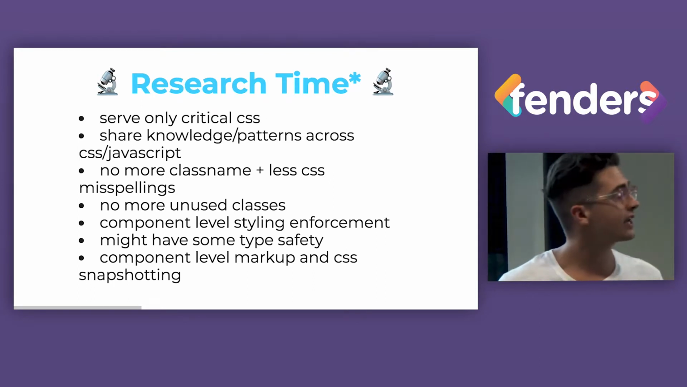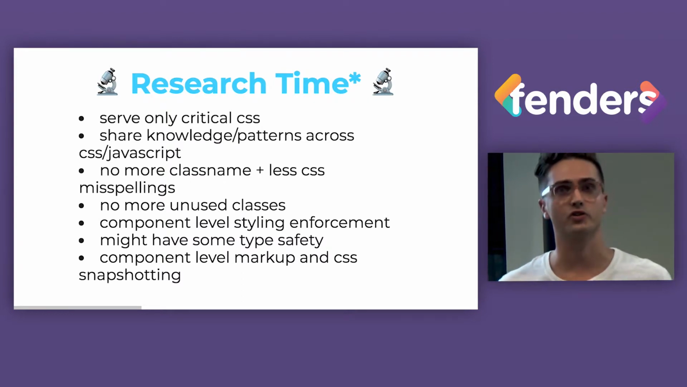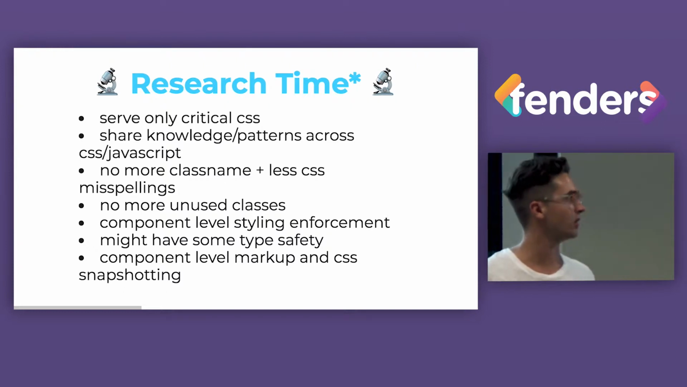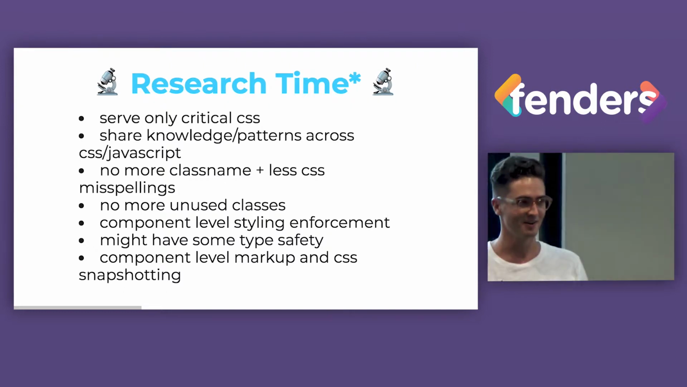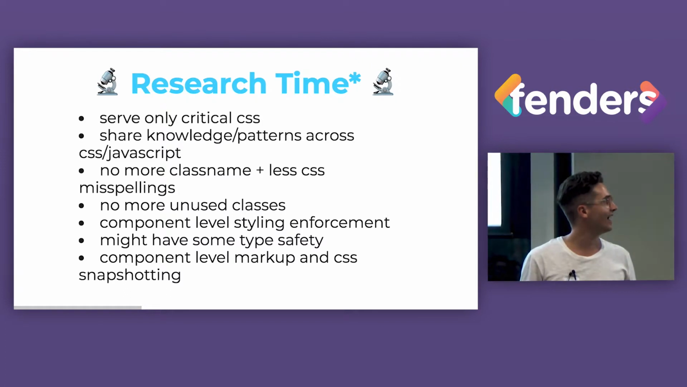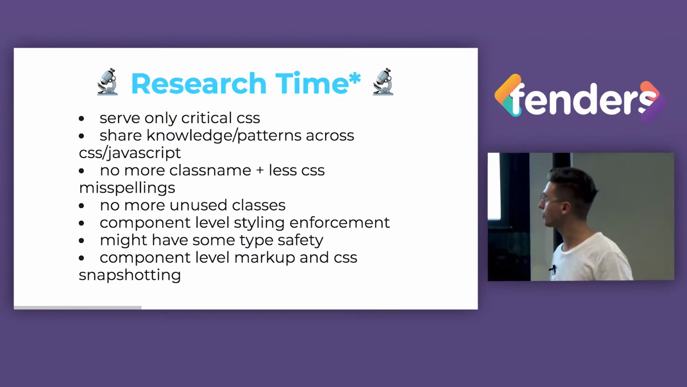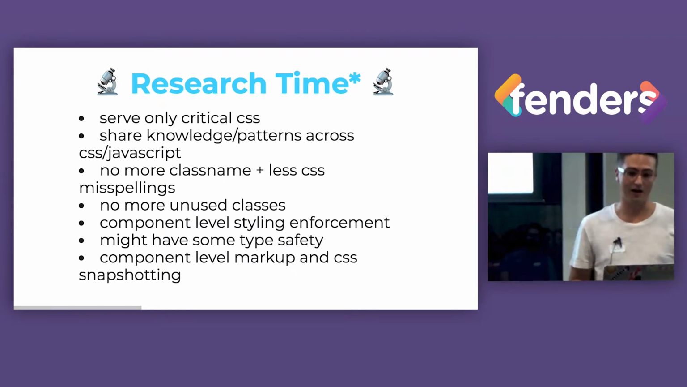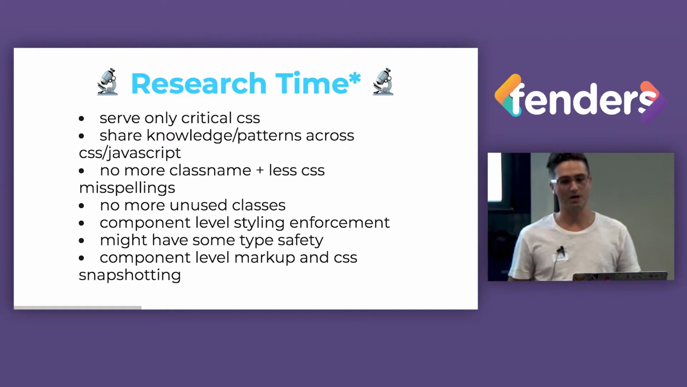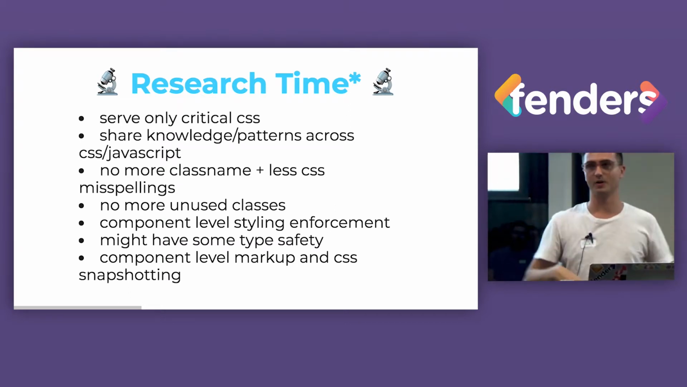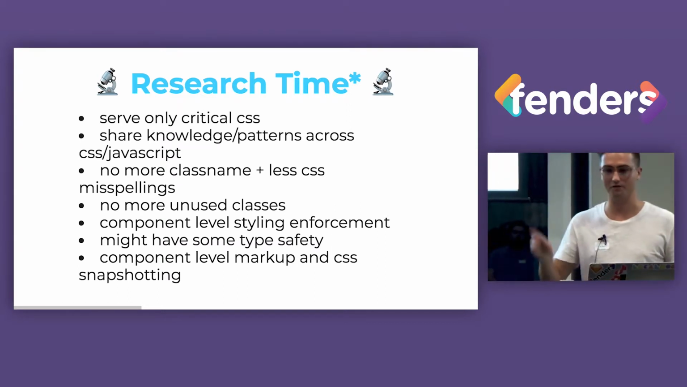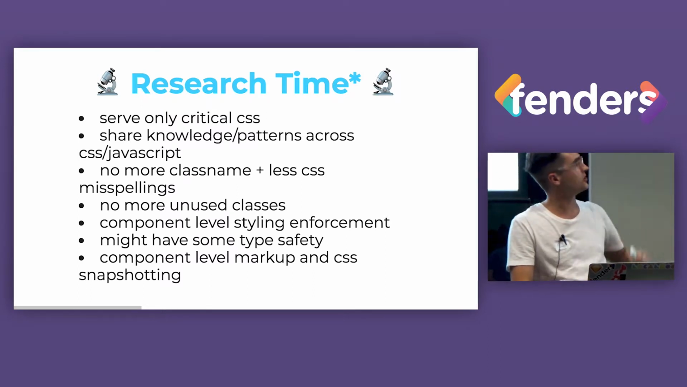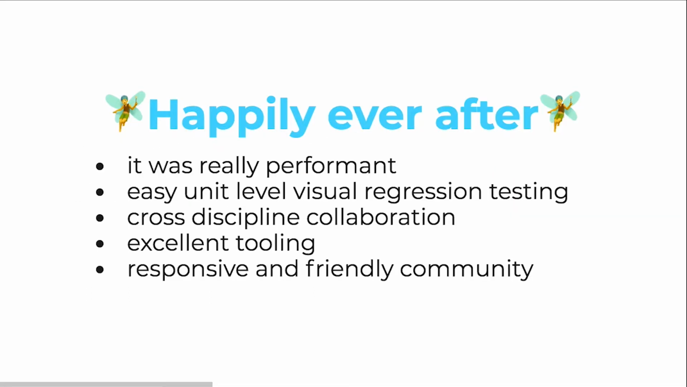And we thought we might get some type safety with it. We were really big on TypeScript back then, and we had just converted a couple of code bases and we were all excited, like, type safety in CSS, what a thing. We also thought we could get component level markup and CSS snapshotting. In reality, we actually came up with a table which had a whole bunch of random metrics, and I totally fluffed it and said that we got all the things, and we didn't get some of those things, but that's what we should have come up with. And then we lived in the happily ever after.